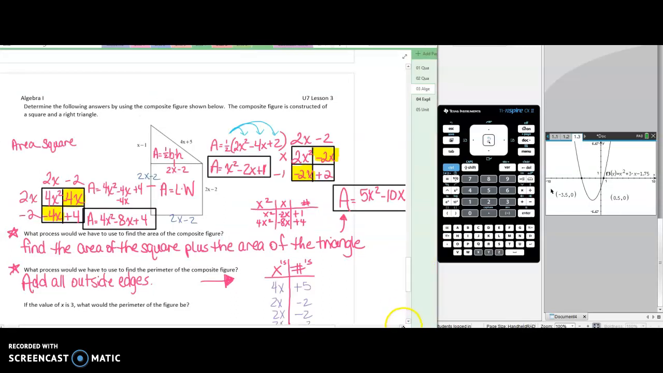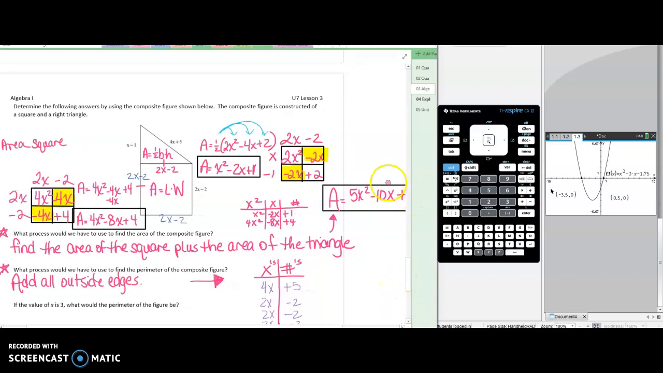Okay. Well, a lot of work here. All right, so to find the area of the composite figure, we first had to find the area of the square. We multiply 2x minus 2 times itself. The area of the square is 4x squared minus 8x plus 4. You can pause the video and check that out. Then the area of the triangle. Here's the work for that. Remember, you have to do 1/2 of the base times the height. You can pause that and look at that.